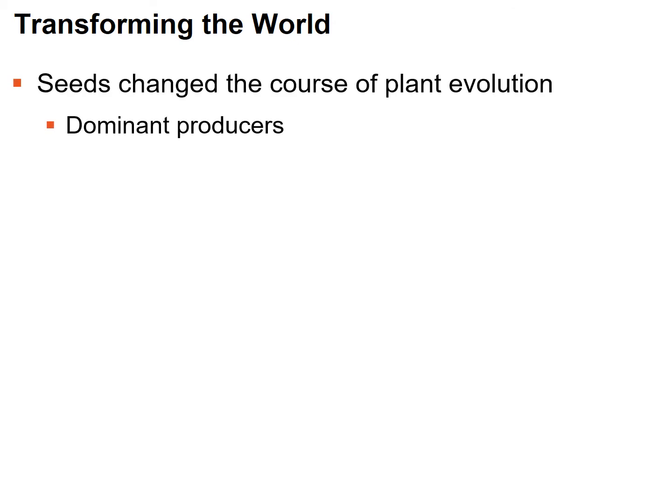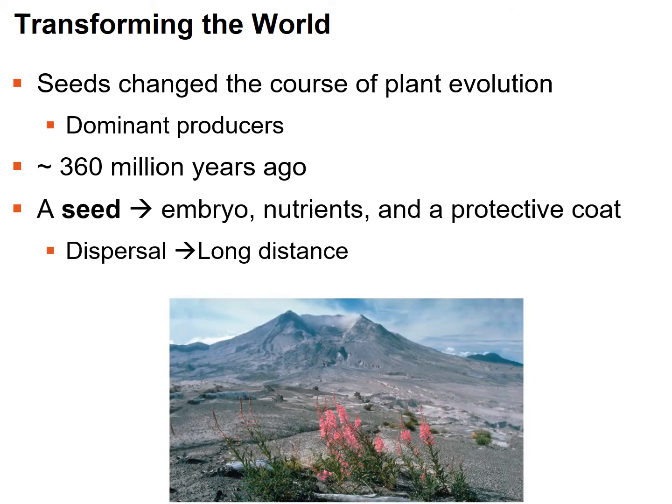Seeds actually change the course of plant evolution. Seed plants originated about 360 million years ago. And a seed starts to develop after fertilization of the gametes. A seed contains an embryo, nutrients, and is surrounded by a protective coat. Since the seed is surrounded by a protective coat, it can survive drier conditions and also disperse very, very long distances in several different ways.